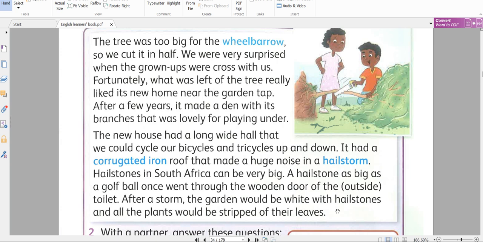The new house had a big hallway to ride bicycles and a metal roof that made a loud noise during hailstorms. Hailstones in South Africa could be very big, sometimes even damaging things like doors and plants. We have finished our story for today.